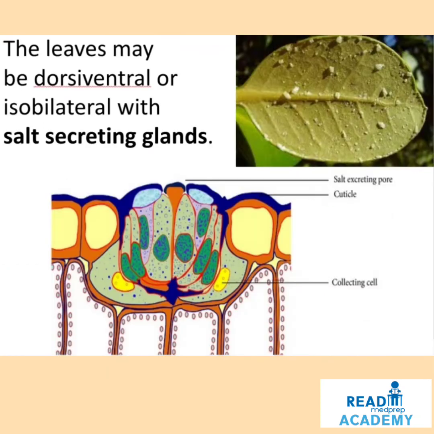and the tannin cells. The leaves may be dorsiventral or isobilateral with salt secreting glands. In the image on the right side you can see the deposits of salt on the undersurface of the leaf. Below you can see the salt secreting gland which has a salt excreting pore in between the cuticle and a collecting cell which collects the salt to excrete.